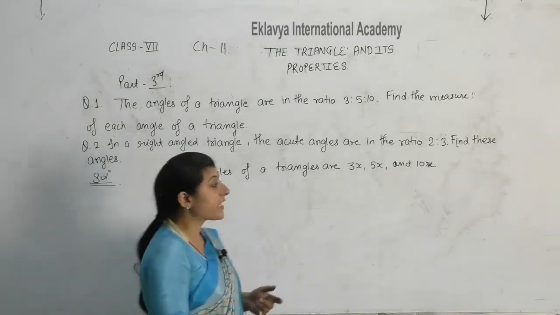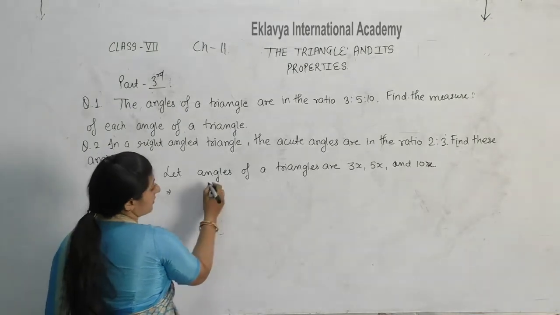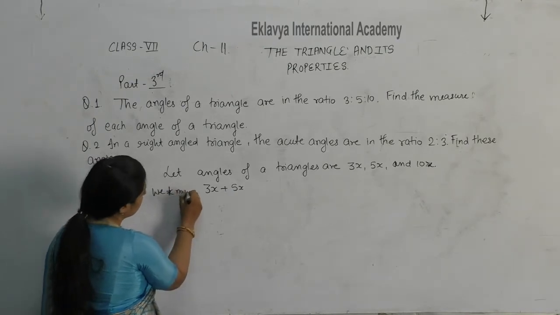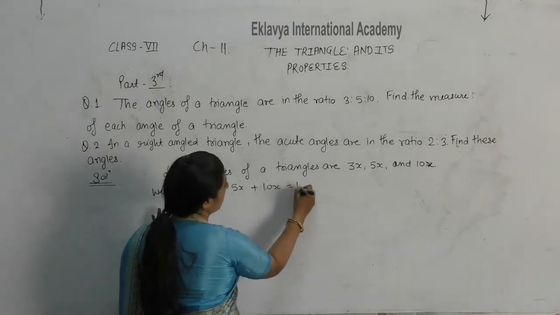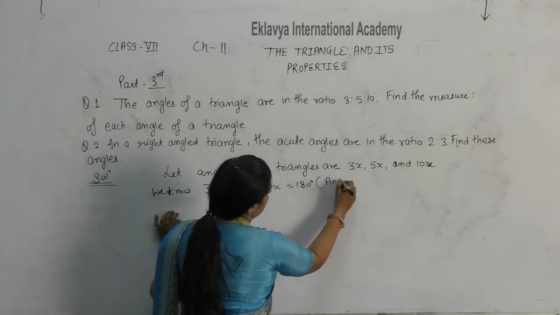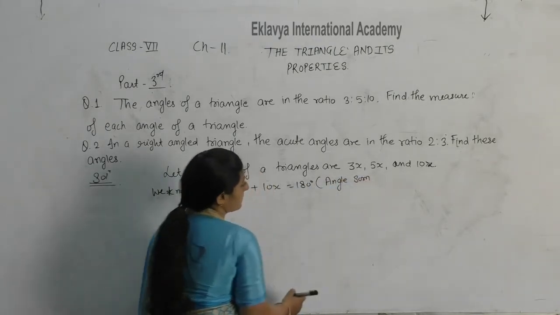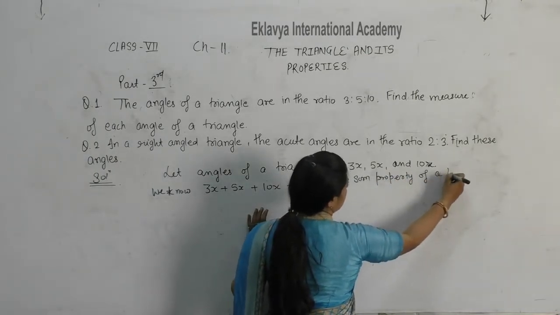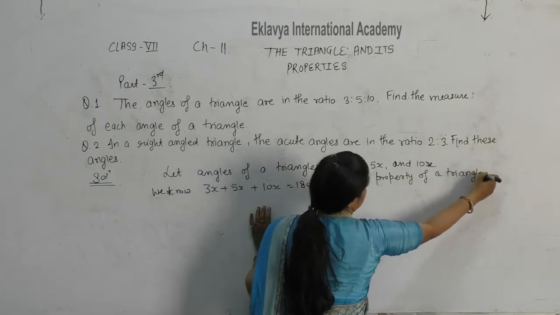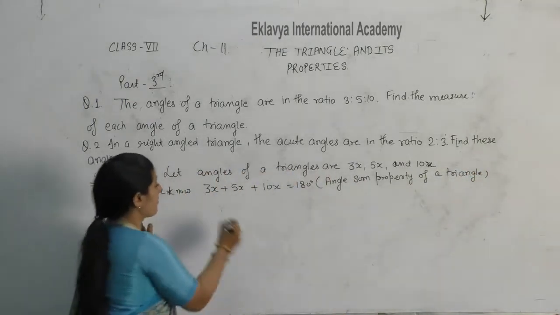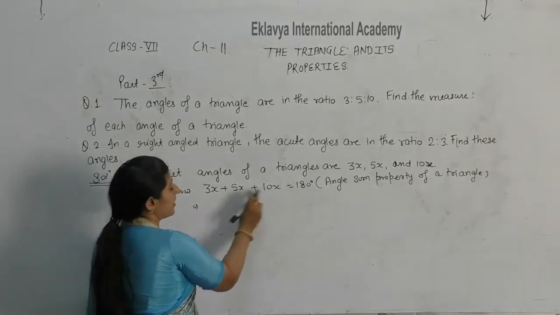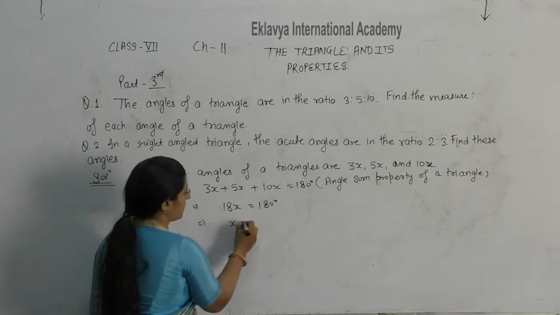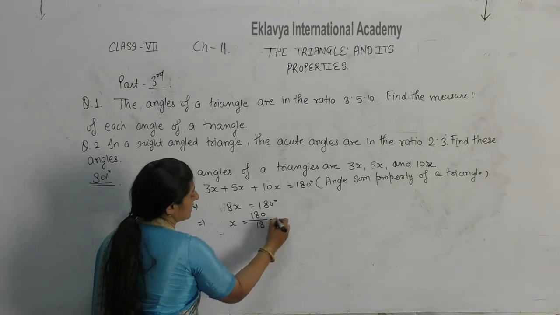We know the property of a triangle. So we know 3x plus 5x plus 10x is equal to 180 degree. Reason: angle sum property of a triangle. Now 3 plus 5 is 8, 8 plus 10 is 18. This means x value is 180 by 18, which is equal to 10 degree.